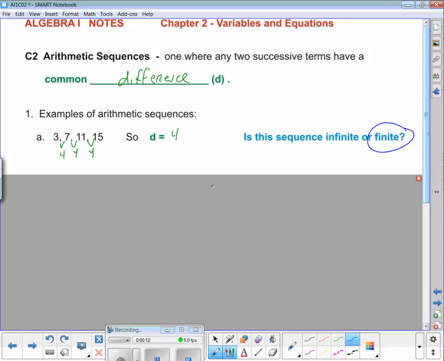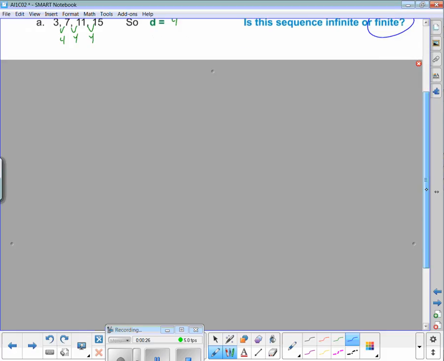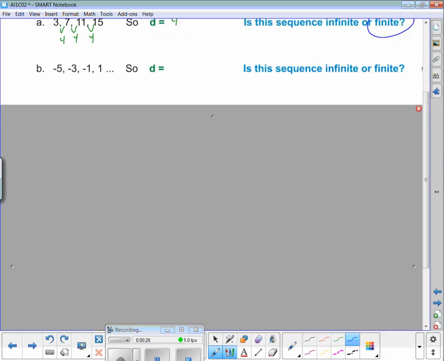All right, so arithmetic sequence, common difference. And so example A, common difference is 4. Finite sequence, right, because it ends, doesn't go on forever. Goes on forever, infinite. It ends, it is finite. All right. So, example B.